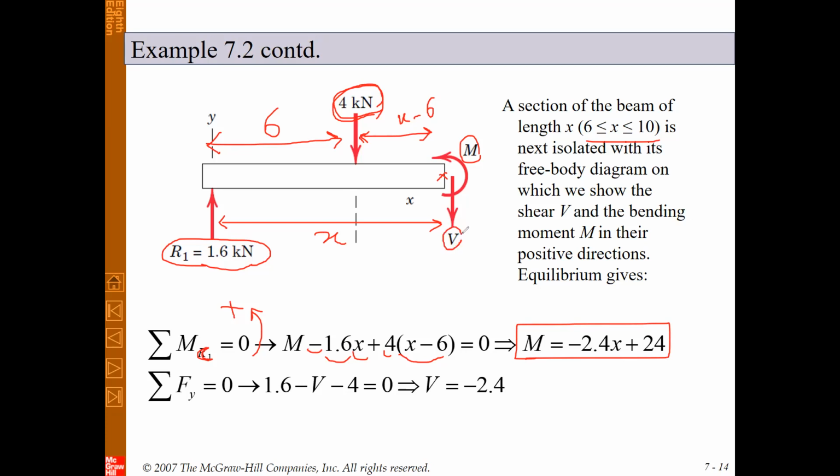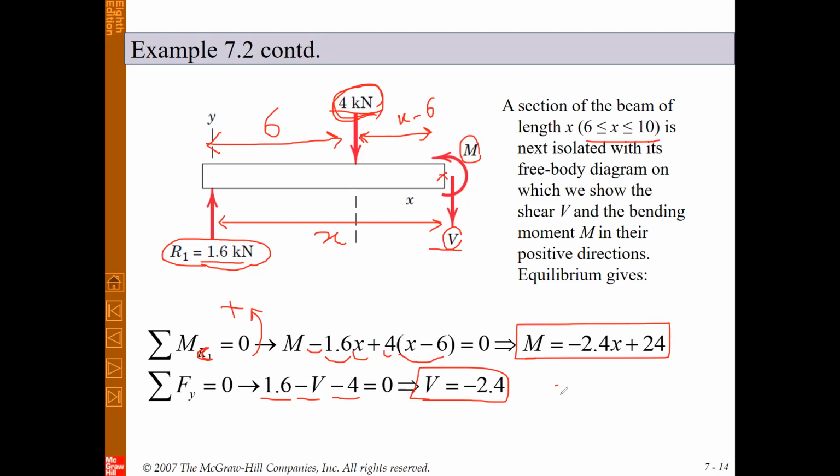To obtain V, we can write the force equation in the y direction. We will have this 1.6 kilonewton. We have 4 kilonewton in the downward direction, which is negative, and we have V, which is in the downward direction, and again it's negative. So from this equation we can obtain that V is equal to minus 2.4. Again, in this interval the shear force is a constant value, but the bending moment is a function of x.